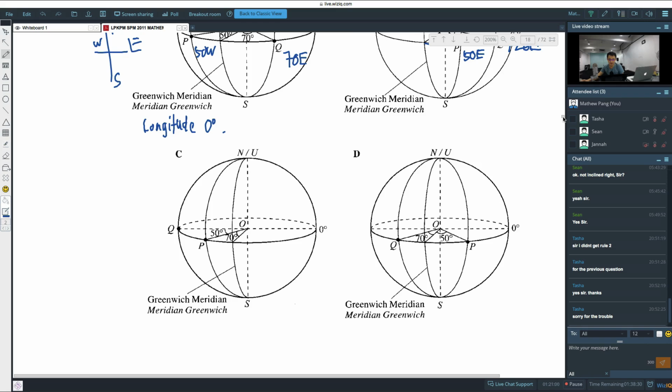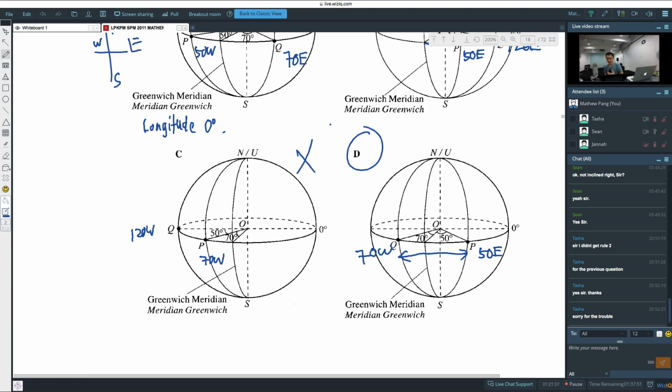Let's have a look at C and D. If Greenwich meridian is here, P is 70 degrees to the west, so P is 70 west. And Q is 120 west, because it's 120 degrees from the Greenwich meridian, so it's wrong. Now D. Greenwich meridian is here. P is 50 degrees from the Greenwich meridian to the east, so it's 50 east. And Q is 70 degrees to the west, so it's 70 west. So the answer will be D.